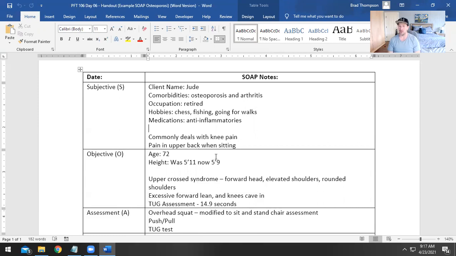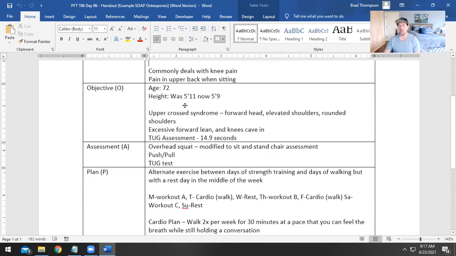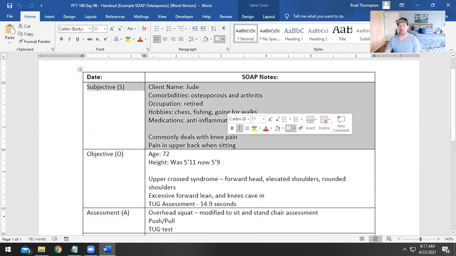Commonly, our client Jude deals with a lot of knee pain. That's a very, very common one. And a lot of pain in the upper back when sitting due to that collapsing nature of all the discs, right? So that's our subjective information.